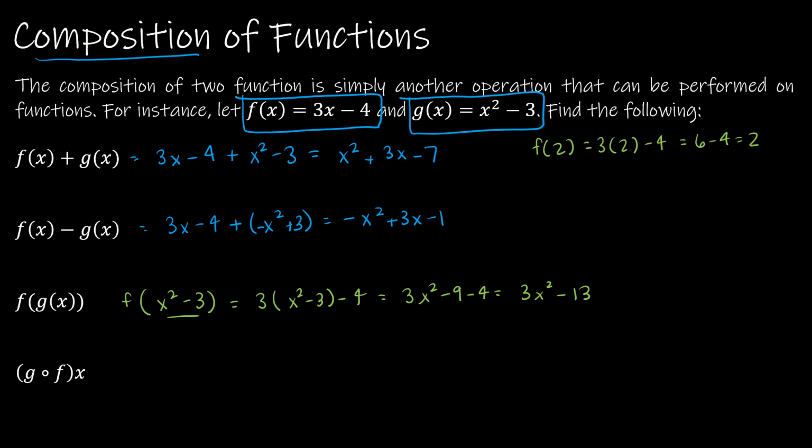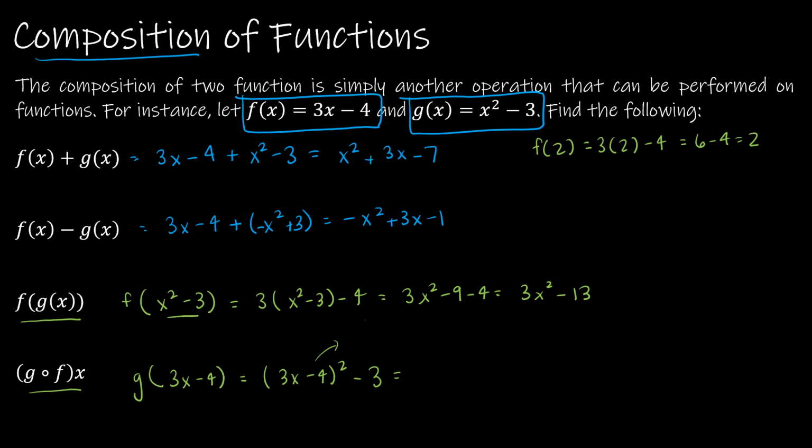The other function is also a composition of functions, so I wanted to show you both ways that this could be written. This is g of f of x, which means g of f of x is 3x minus 4. So essentially I'm taking g, which is x squared minus 3, and replacing x with 3x minus 4. So it's 3x minus 4 quantity squared minus 3. Then I'm going to do some foiling.